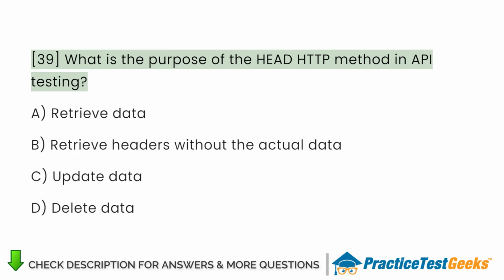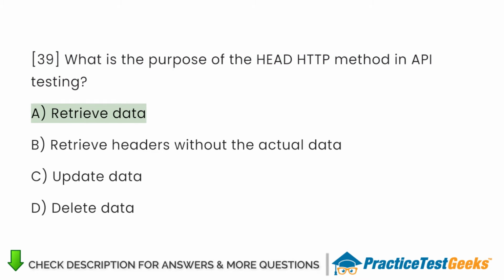What is the purpose of the HEAD HTTP method in API testing? A. Retrieve data. B. Retrieve headers without the actual data. C. Update data. D. Delete data.